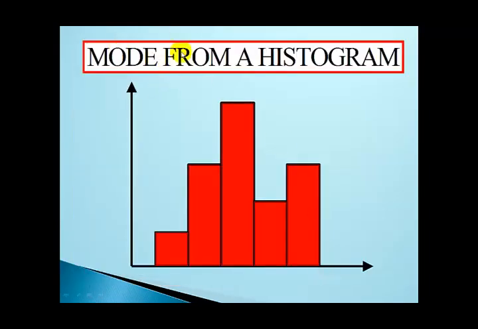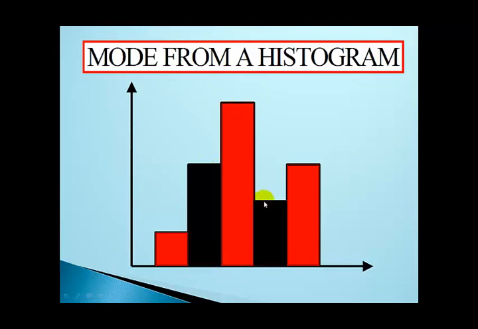Now let's look at the mode from a histogram. Assuming we are given this histogram, how do we find the mode? First, we have to select the tallest bar, and we can see that this is the tallest bar. After selecting the tallest bar, you select the bars on the left and on the right of the tallest bar, and these are the bars we have. We now draw a line from this corner of the tallest bar to this corner. Then you also draw a line from this corner to this corner. Where the two lines meet, you draw a vertical line to meet the x-axis.